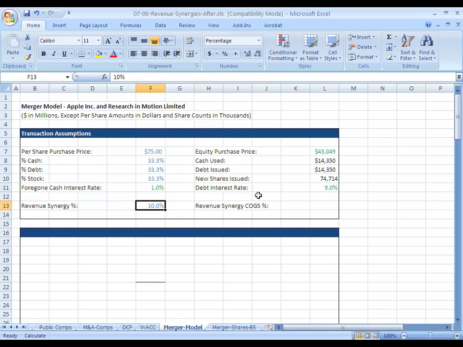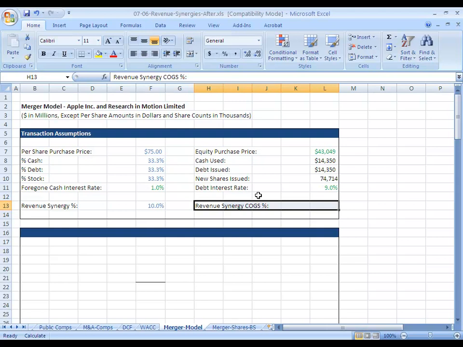Oftentimes in models, when you just want to get an estimate, you can make a simple percentage assumption like this. However, on the flip side, remember that it's all well and fine if we get extra revenue, but with that extra revenue comes extra expenses as well. Specifically in this case, we're going to assume that cost of goods sold also goes up to correspond with this increase in revenue. Now we could also assume an increase in operating expenses here as well.